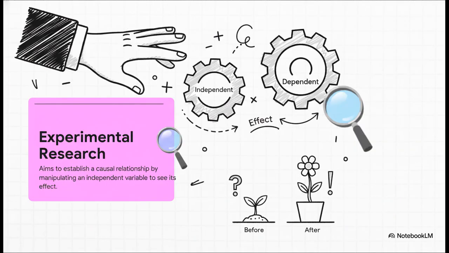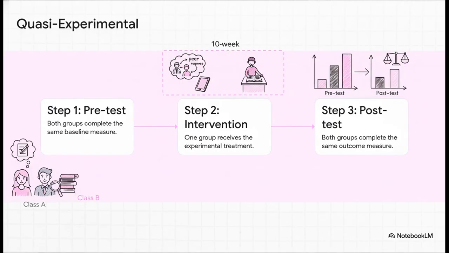Now, if you do want to find a cause, well, then you need experimental research. This is where you, the researcher, actually step in and you manipulate something, we call that the independent variable, to see what effect it has on an outcome, the dependent variable. This is the design you use when you want to test if an intervention actually works. This slide shows a really common setup, especially in education research. It's called a quasi-experimental design.